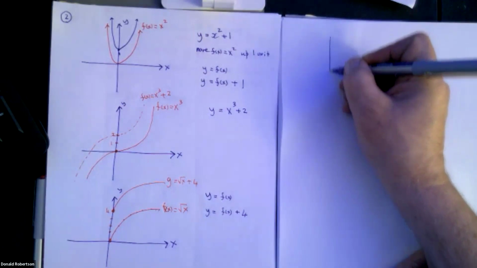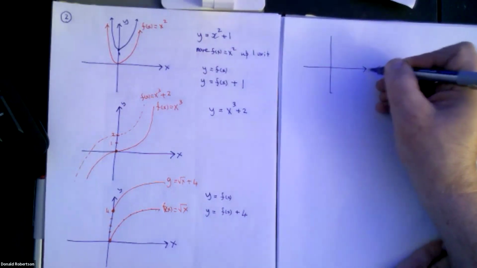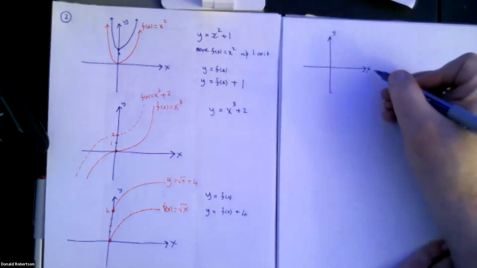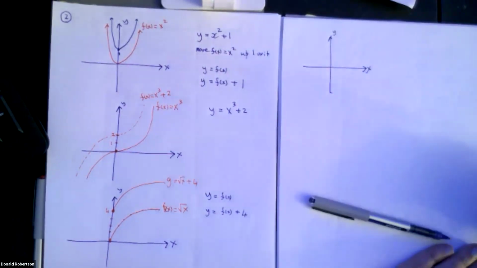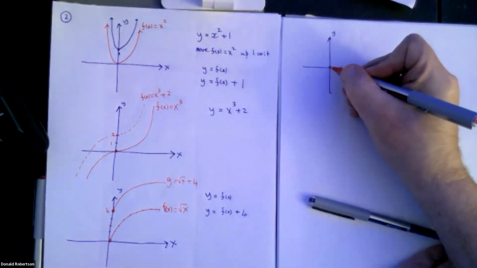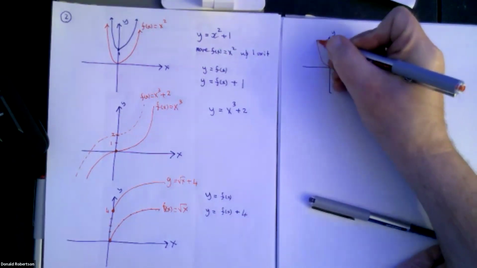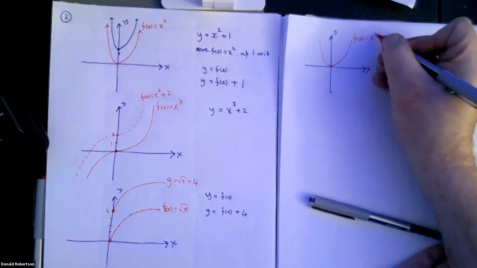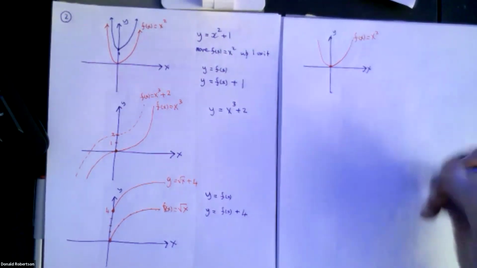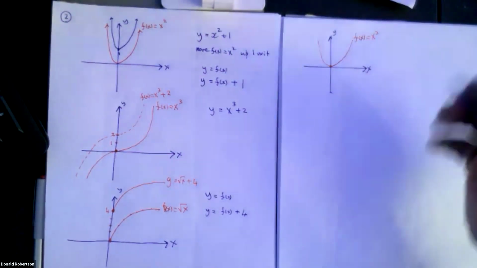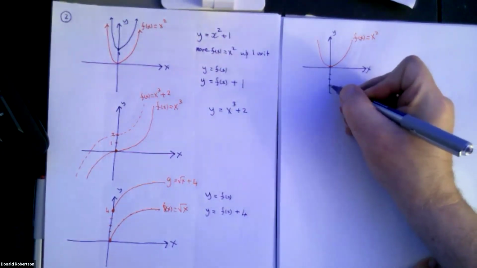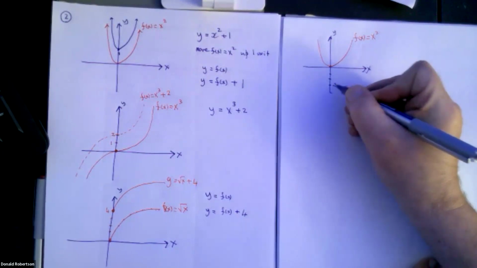Well, if you can take a graph and you move it up, what would you think might be our second transformation? Well, let's do x squared again, which is this guy. Instead of moving it up 2 or 5 or 4, what I'll do instead is I'll move it down 3.